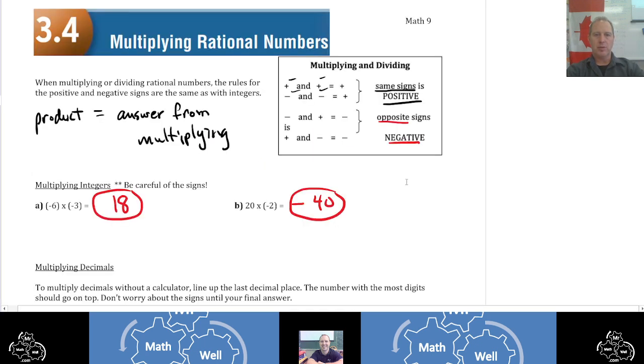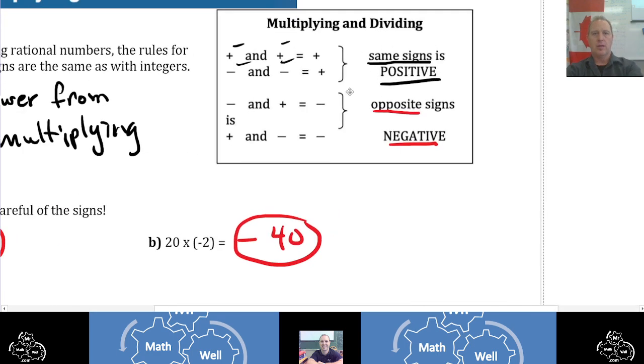And multiplying rational numbers. This is super important right here. Please remember this. When you have the same sign between any two rationals that you're multiplying, the same sign will always equal a positive number. And when the signs are opposite, it always equals a negative number.